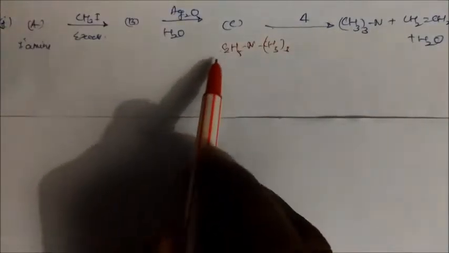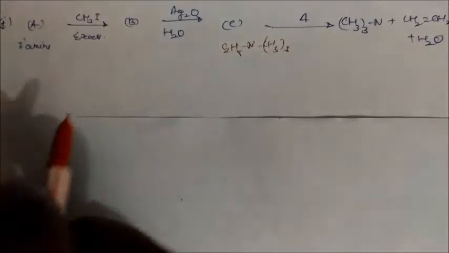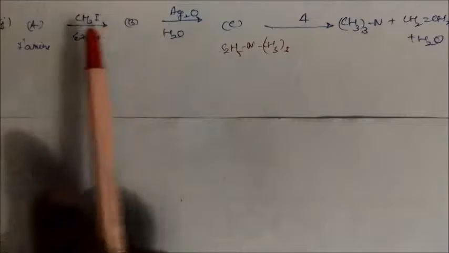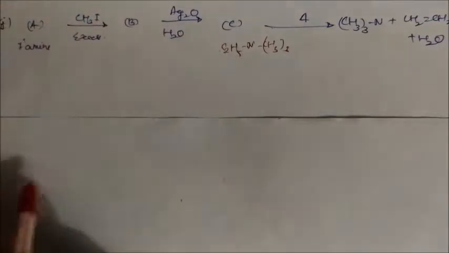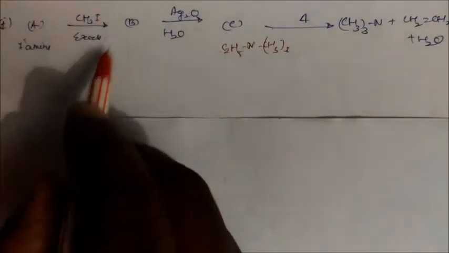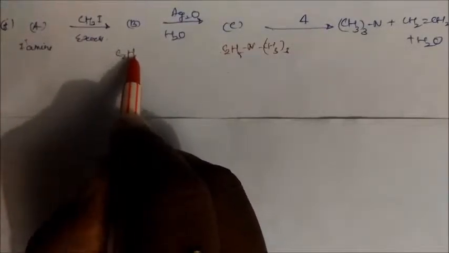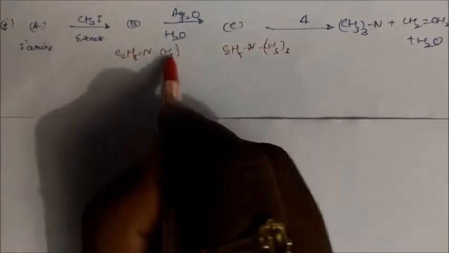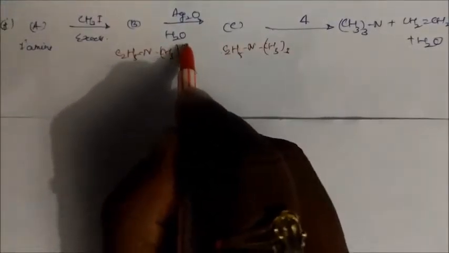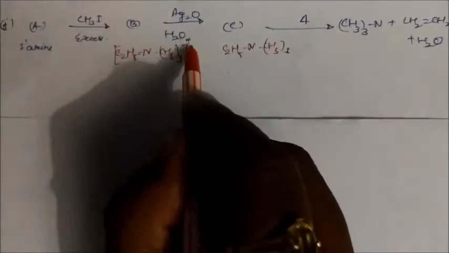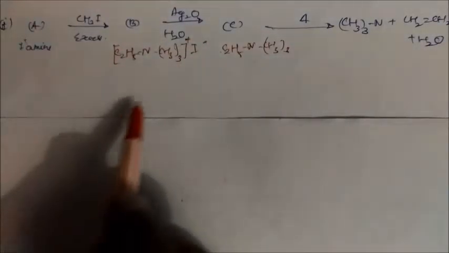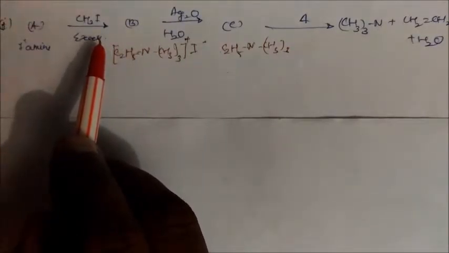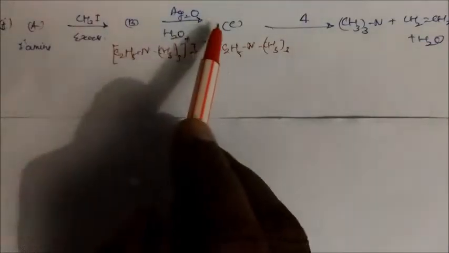So again, if you see, this is the oxidation by silver hydroxide. So this product is formed by this one. By looking at this reagent and product, we can guess that B could be C2H5, then N, and then CH3 whole thrice, in the bracket with plus charge and iodide minus. So this is the product we get from this one, from C. So C is getting from this product only.